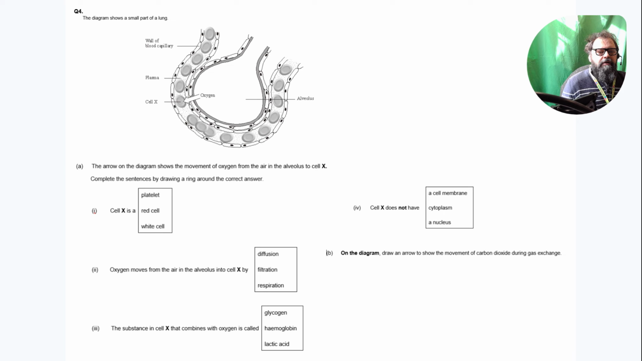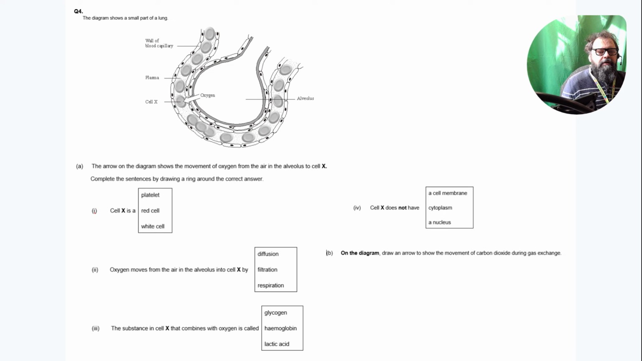So cell X on this diagram is a red blood cell. Oxygen is moving through the wall of the alveolus and into the red blood cell. There's more oxygen inside the lungs, so oxygen is diffusing out of the alveolus and into the red blood cell.